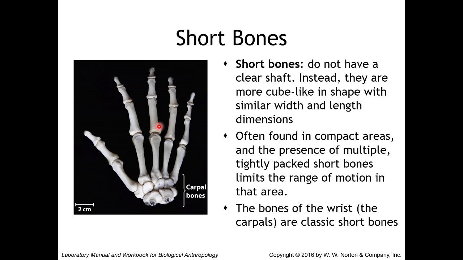Right, so short bones. Short bones don't have a clear shaft. Instead, they're more cube-like in shape with similar width and length dimensions. Often you'll find your short bones in compact areas, and the presence then of multiple tightly packed short bones limits that range of motion in that area. So you can think of the bones of the wrist, your carpals, they're classic short bones.